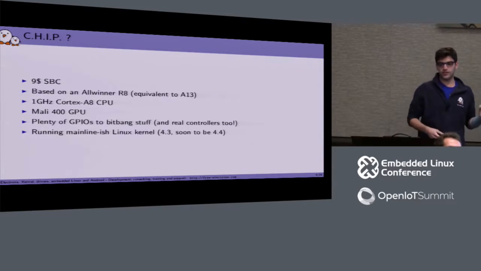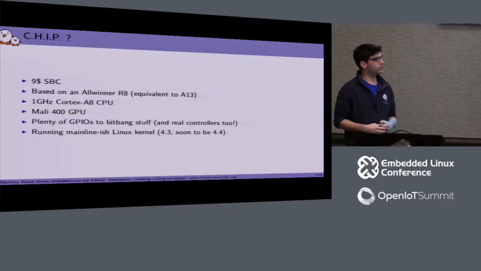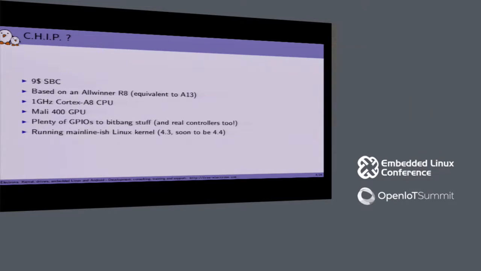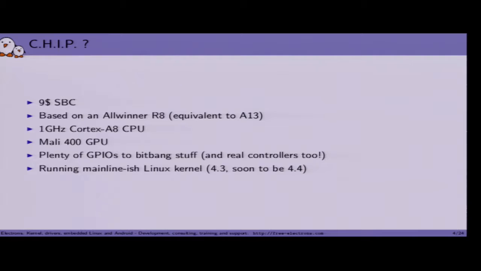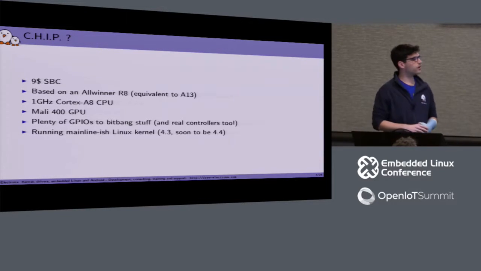The CHIP is based on an Allwinner R8, which is basically just a new label on an old SoC, the A13. That is the SoC on which we started the mainlining effort 3 or 5 years ago now, I don't remember. So it's a rather old SoC, but it is very well supported in the mainline kernel now, because we basically worked on it for 4 years.